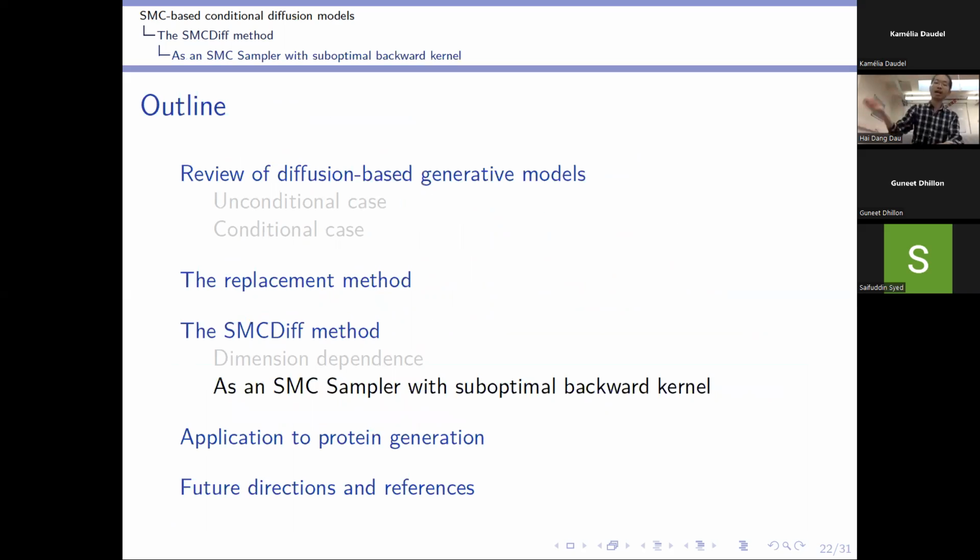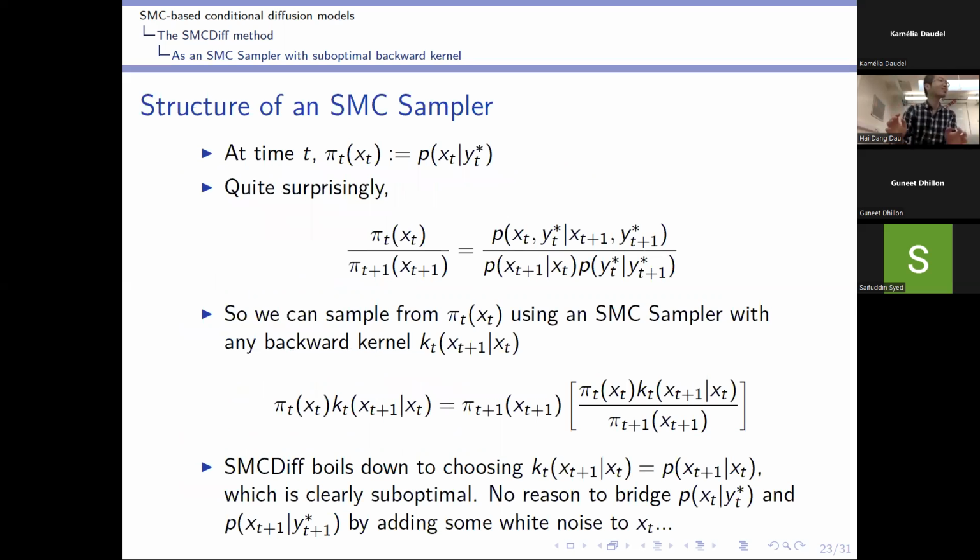Okay, now I'll talk about another interpretation of the SMC method. You can see it as an SMC sampler, but with a suboptimal backward kernel. So who knows SMC samplers? All right, it's okay. So anyway, I'm going to continue.